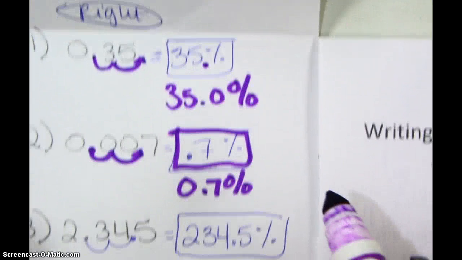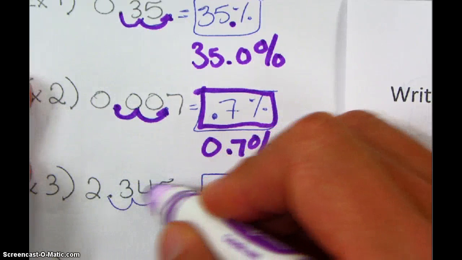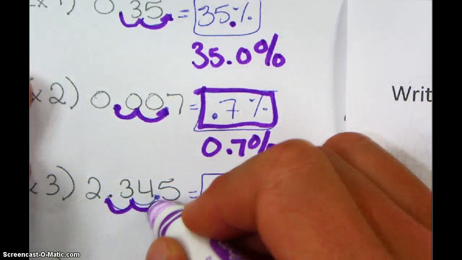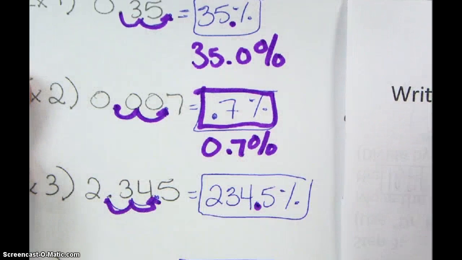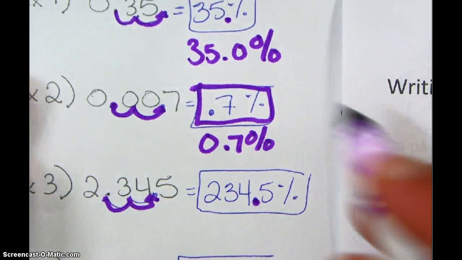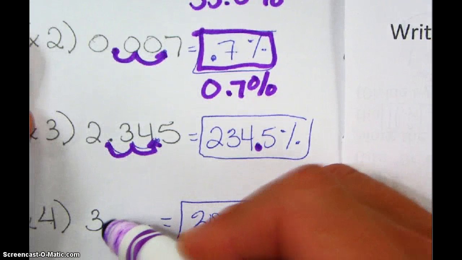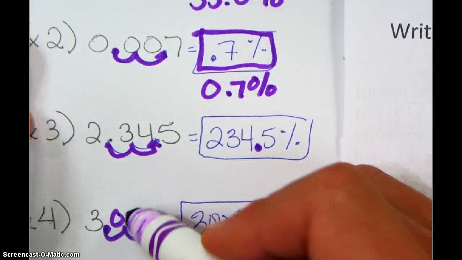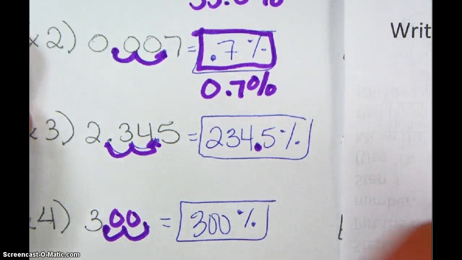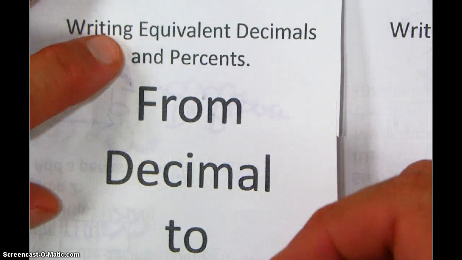Okay, 2 and 345 thousandths. So we're going to go twice to the right, and you have 234.5%. And the last one is 3. Now the decimal is here. We do a decimal W, but we're going to need to fill in some zeros there, so it would become 300%. So that's all there is to it to convert a decimal to a percent.